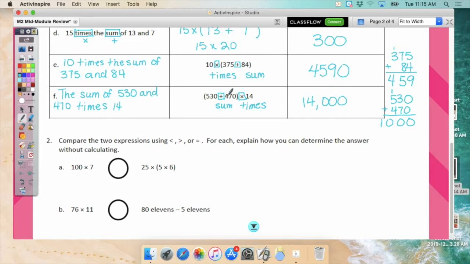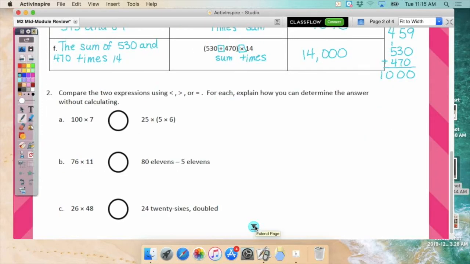So let's take a look at the next one. Now, this says, compare the two expressions using greater than, less than, or equal to. For each, explain how you can determine without calculating. I'm going to cross that part off, okay? We're going to try and do that without calculating, but we might have to do some of it. And that just means to write it down on paper, okay? All right, so here's what I've got, okay? I've got 100 times 7. What's the answer to that? 700. Keep that in your head, okay?